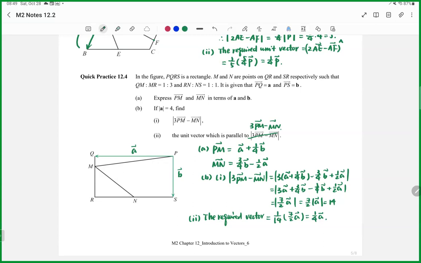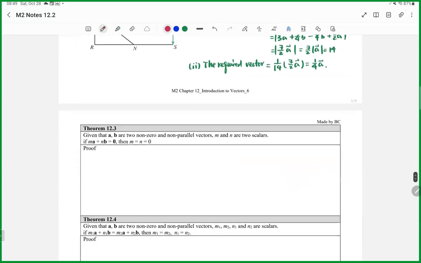Okay. Now again, there's a mistake here. Find the vector which is parallel to another vector. So the required vector is 1/8. Please check your answer with me. Next page.